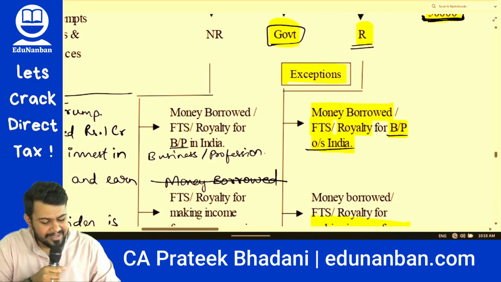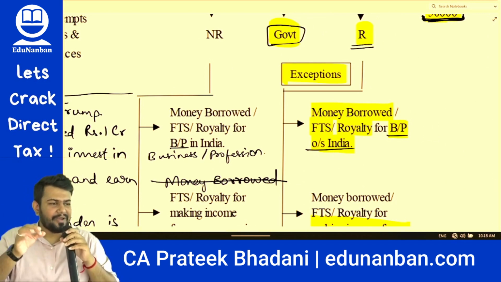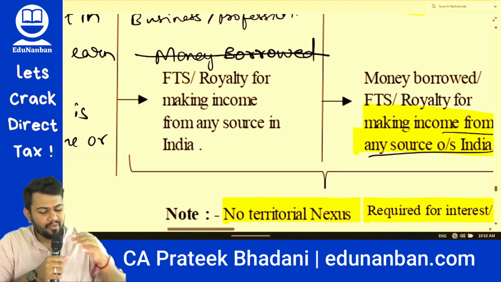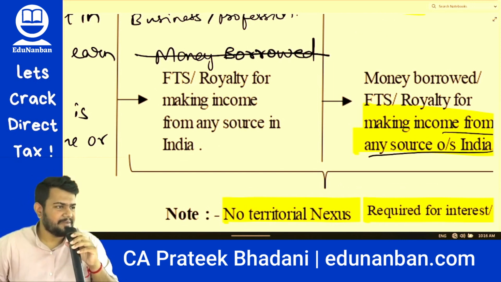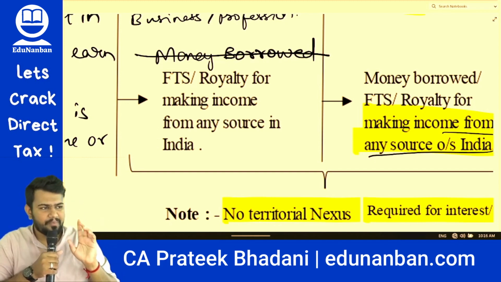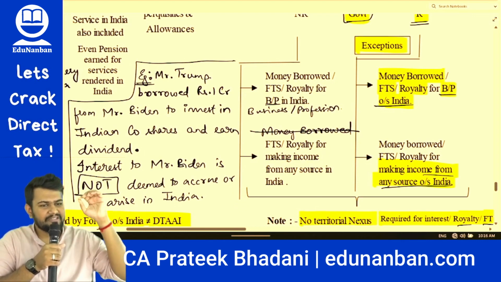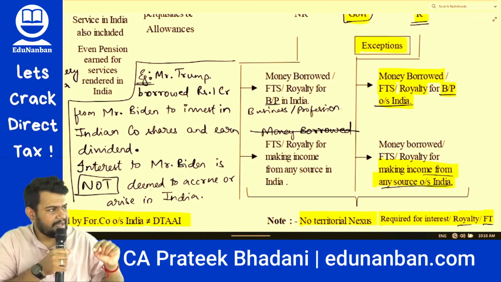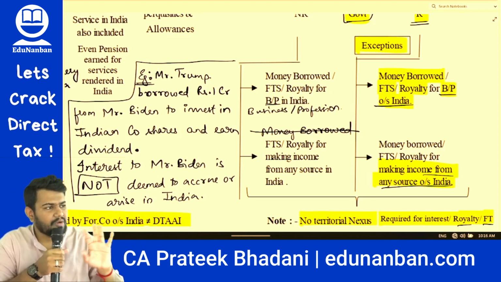However, if the non-resident is using the money borrowed or fee for technical service or royalty for business in India, then it is deemed to accrue or arise in India. And in case of only fee for technical service and royalty, if the person is using it for making any other source of income in India, then it is deemed to accrue or arise in India. Here only I told you to be careful about one point. What point? In case of money borrowed, that is taking a loan and paying interest. If a non-resident is taking a loan from another non-resident, using it in India for earning any other source other than business income, then it is not deemed to accrue or arise in India.